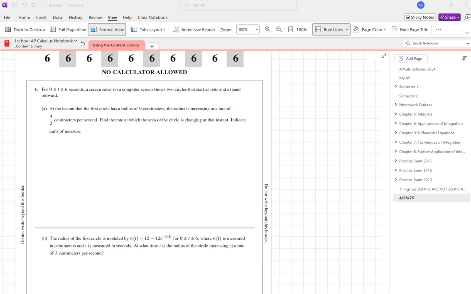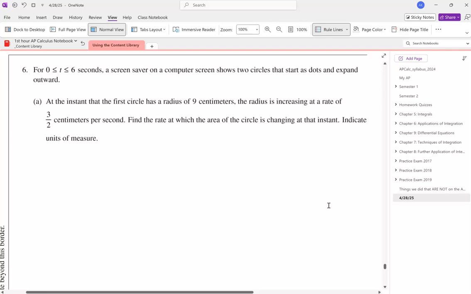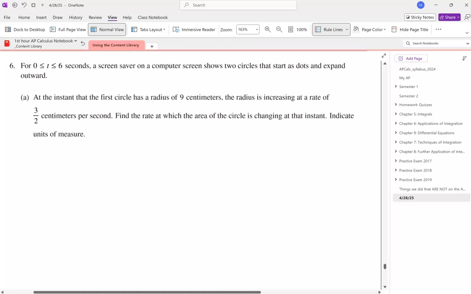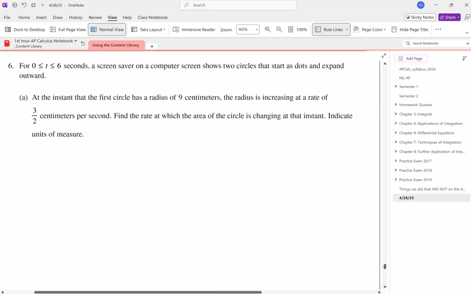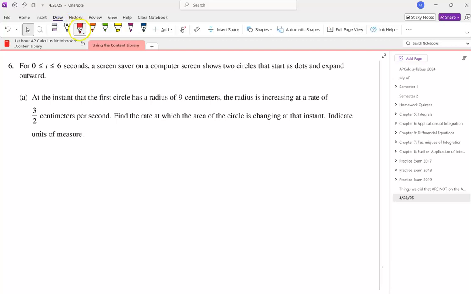All right. It says, for 0 to 6 seconds, a screensaver on a computer screen shows 2 circles that start as dots and expand outward. At an instant that the first circle has radius 9 centimeters, the radius is increasing at a rate of 3/2 centimeters per second. Find the rate at which the area of the circle is changing at that instant. Indicate the unit of measure. When you read this question, what type of question is this? This is a related rates question, right?